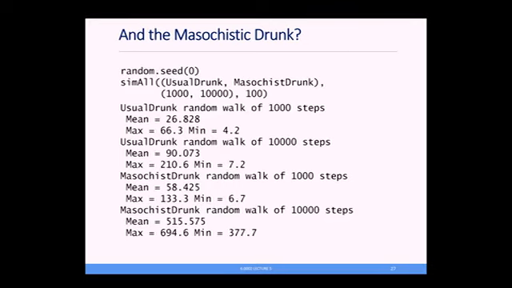I won't make you sit through it, but when we run it, here are the usual drunks, the numbers, and I just looked at it for 1,000 and 10,000, so it would fit on the screen. You see for the usual drunk, it's 26.8, 90, roughly 90, fair dispersion in the min and the max. And the masochistic drunk seems to be making considerably more progress than the usual drunk. So what we see is this bias actually appears to be changing the distance.